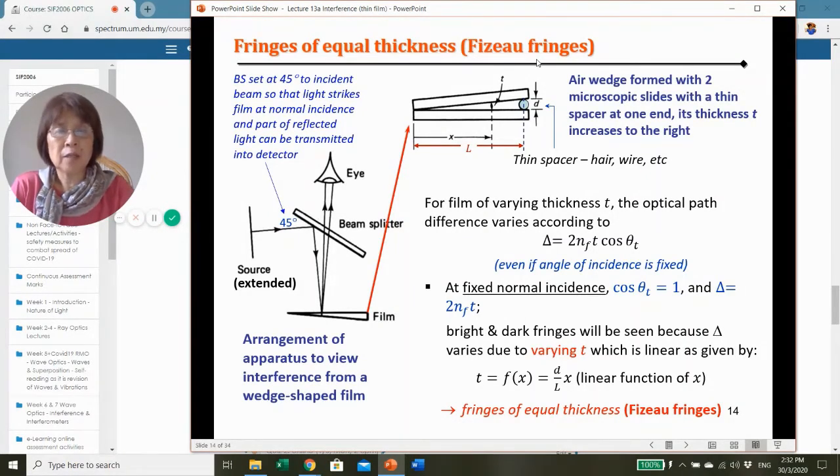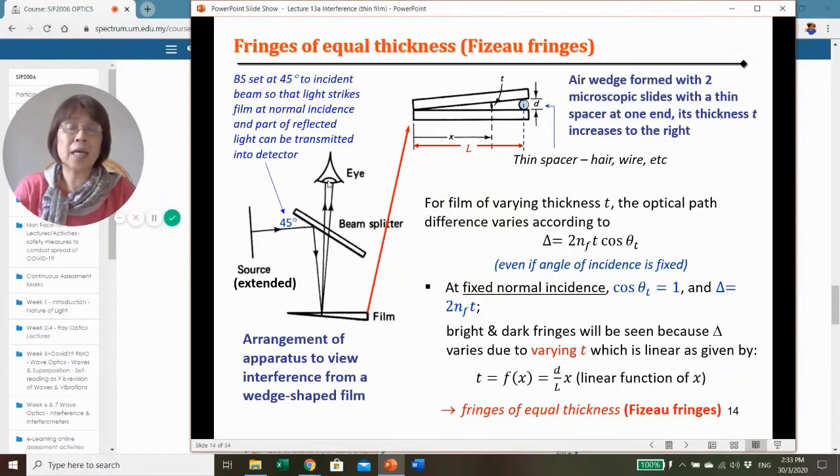Now, if we have an extended light source and we let it be incident onto a beam splitter, here it will be reflected onto a wedge foam, and then it gets reflected from the top and the bottom surface of this foam. Just like what we've discussed before, the reflected beam from the top and the bottom surface of this wedged foam will then be brought to the view of the observer. So this will pass through the beam splitter.